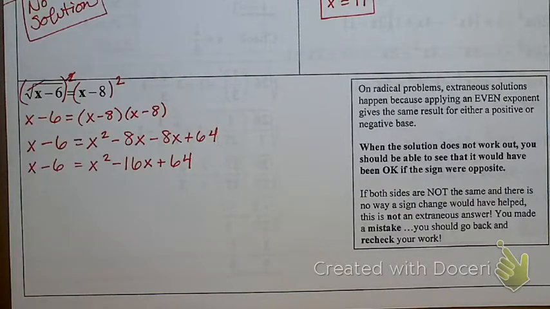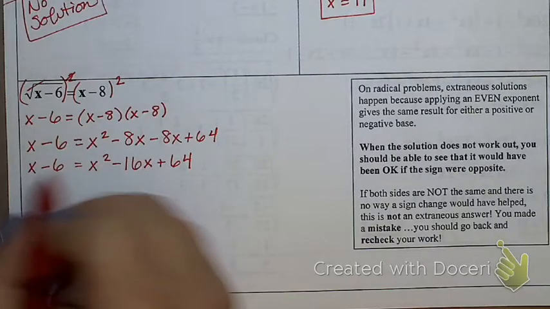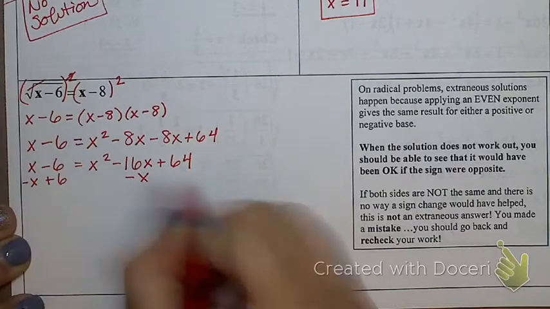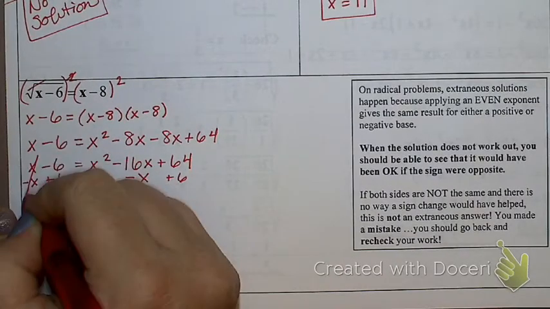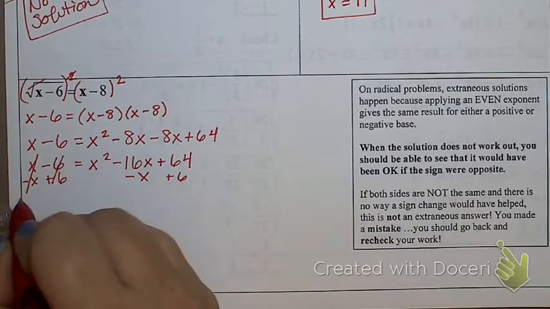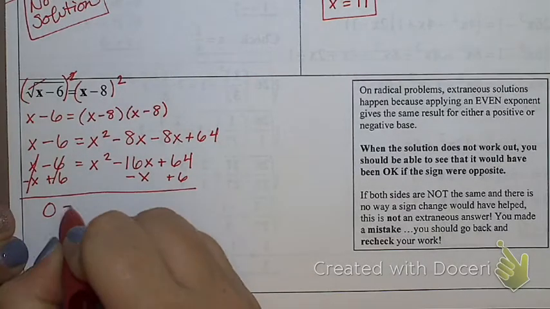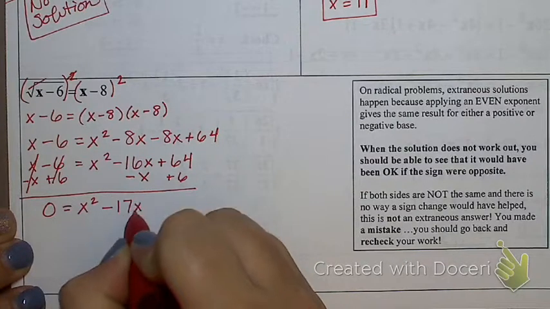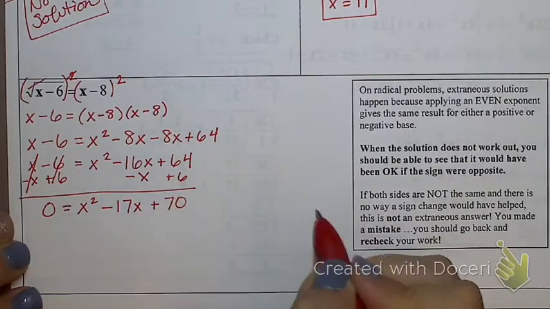I'm trying to get x by itself, but since I have an x squared, it's a little harder to get x by itself. What do I have to do? I have to move everything to the same side as the x squared so that I can factor, most likely snowflake. So yes, I'm going to subtract x, and I'm going to add 6 to both sides so that my x's cancel out on the left, my 6 and negative 6 cancel out, and I'm left with 0 on the left. Equals x squared minus 17x plus 70.